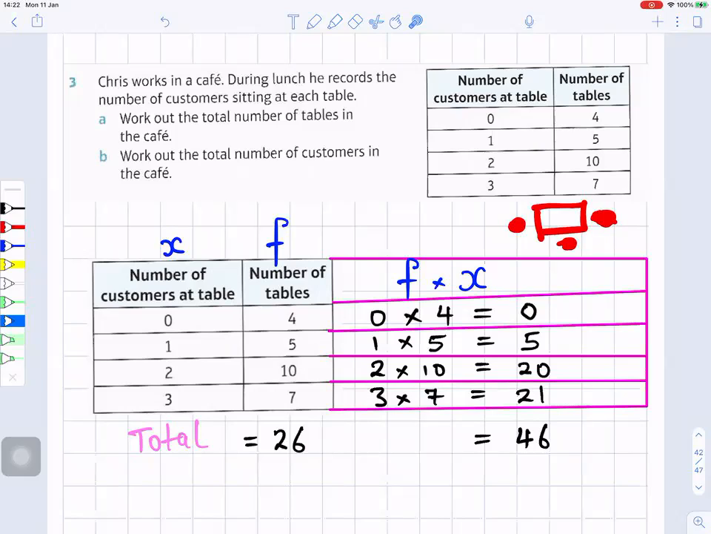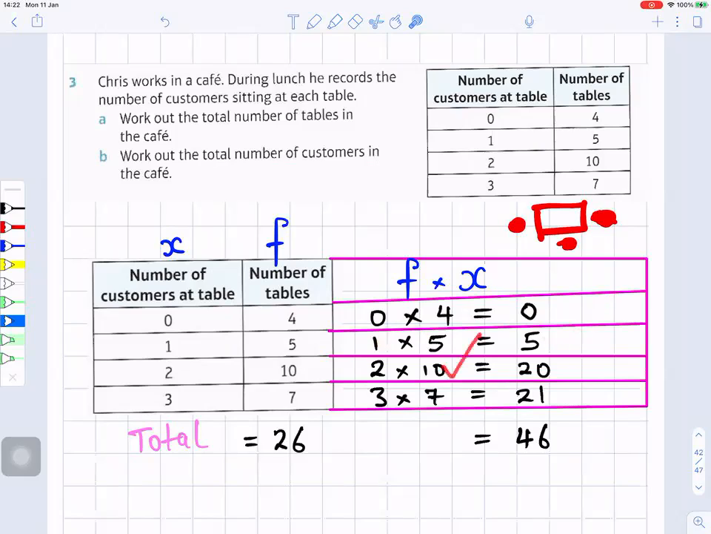The next part says, part B, work out the total number of customers in the cafe. Because in 4 tables, it had nobody. So 0 times 4 is 0. So there were 0 people in 4 of the tables. In 5 tables, they had 1 person per table. So it was 5 times 1, it gives you 5.